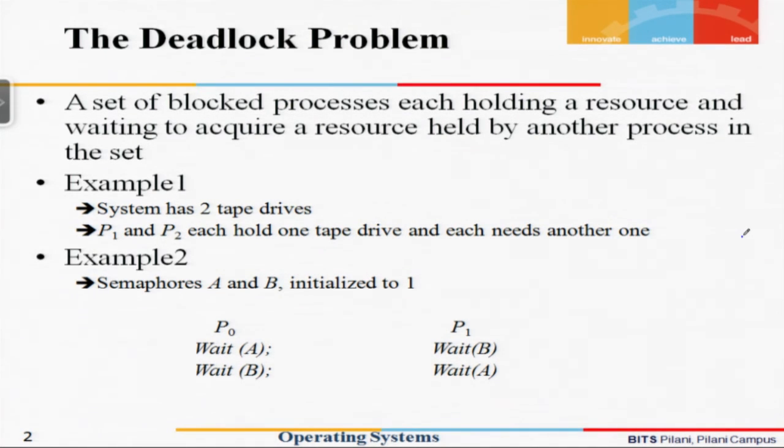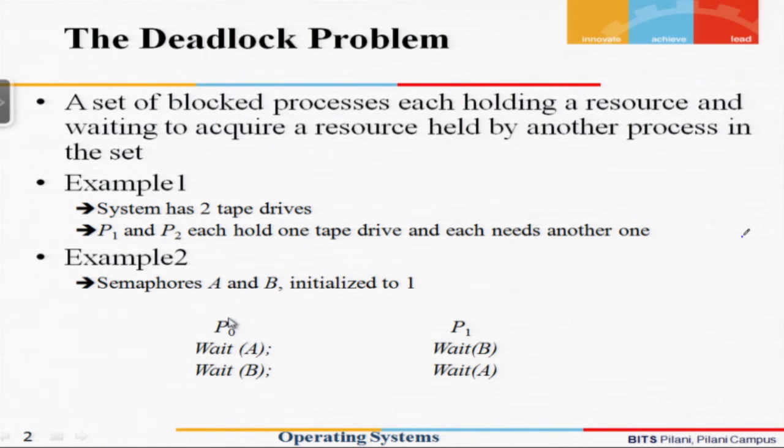We say that a set of blocked processes could be there which are holding a resource and waiting to acquire a resource held by another process. Let us take an example: suppose we have a system which has only 2 tape drives, and there are two different processes which want to simultaneously access both the tape drives.